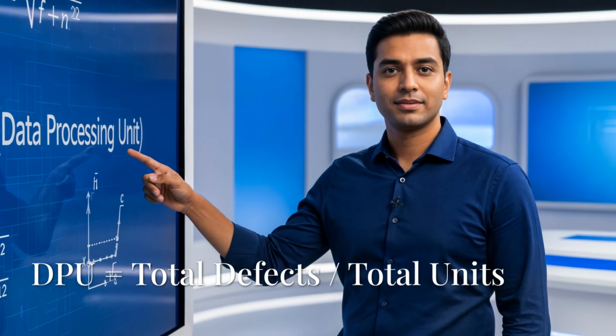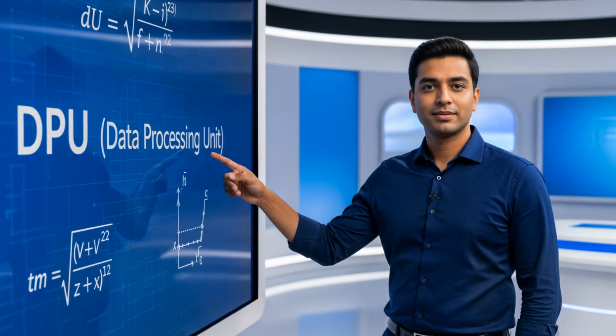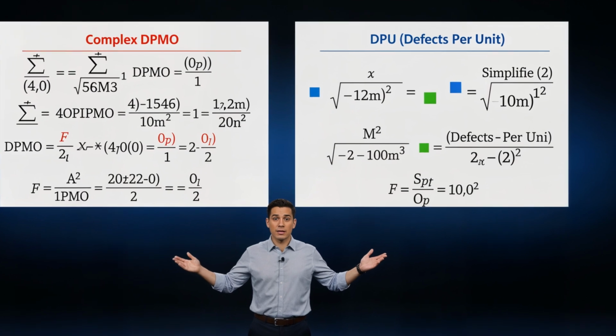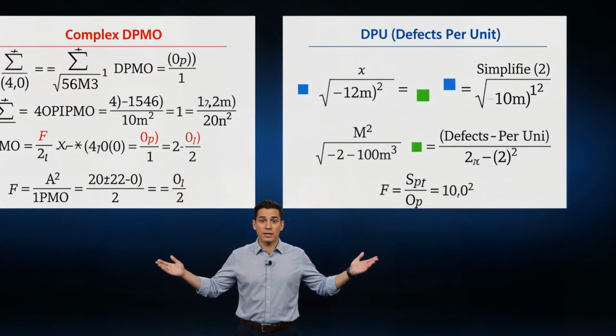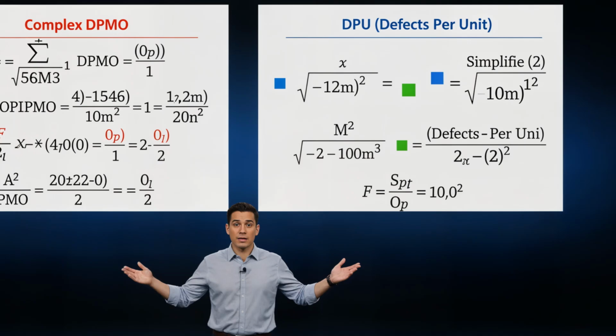Now, let's get our hands dirty with some DPU calculations. The formula for DPU is refreshingly simple. DPU equals total defects divided by total units. See? No million multiplier, no opportunities to worry about, just defects divided by units. Let's work through an example to see how this plays out in practice.